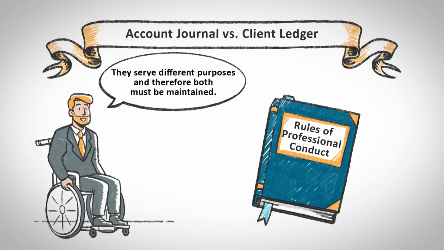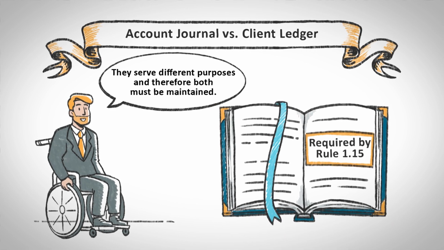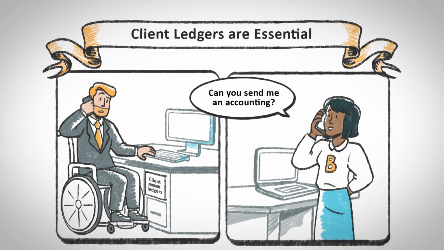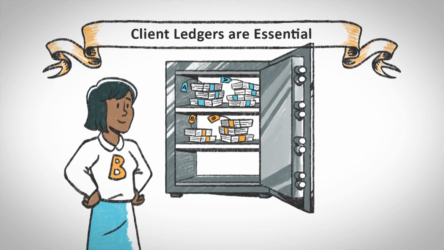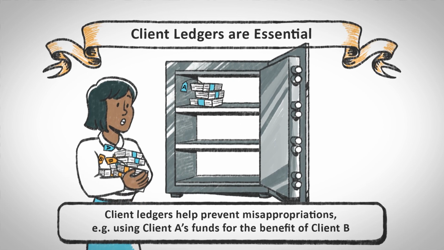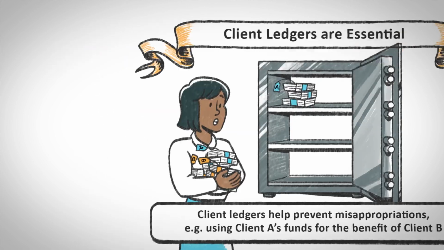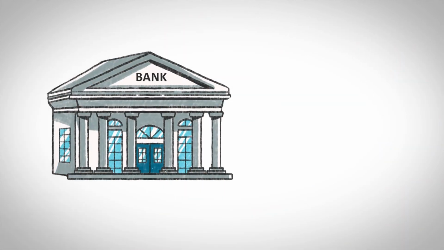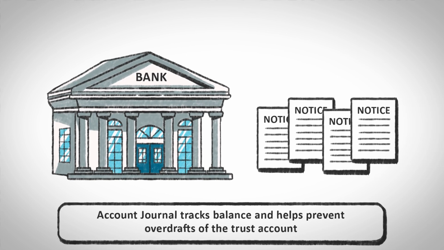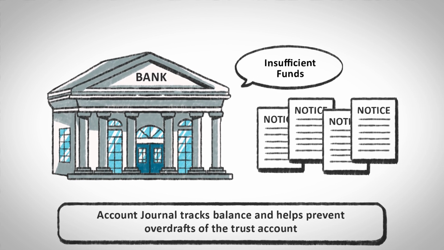Why? 1. Both documents are required by Rule 1.15. 2. If you keep an account journal but don't maintain client ledgers and a client asks for an accounting, you will need to prepare a ledger for them. 3. If you don't keep client ledgers, you can easily misappropriate one client's funds for the benefit of another. You still must maintain an account journal. Otherwise, you won't know how much money is in your trust account at any given time, and errors will be nearly impossible to find without both an account journal and client ledgers.